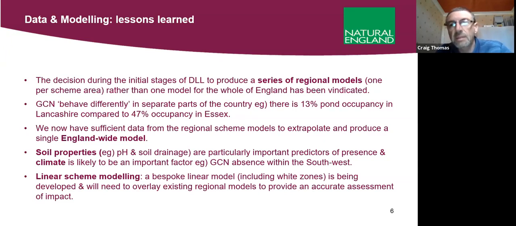So we're using the idea of the England model overlaid on the regional models to get the most accurate prediction of GCN presence alongside linear schemes. We're looking at something called white zones, which we'll touch on again later, to overlay that model, to make linear scheme modelling as accurate as it can be and make a true representation and assessment of the impact on the species.